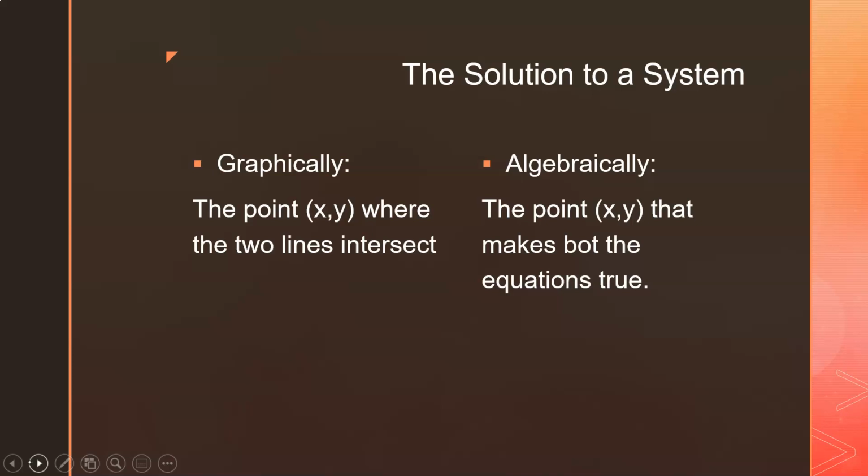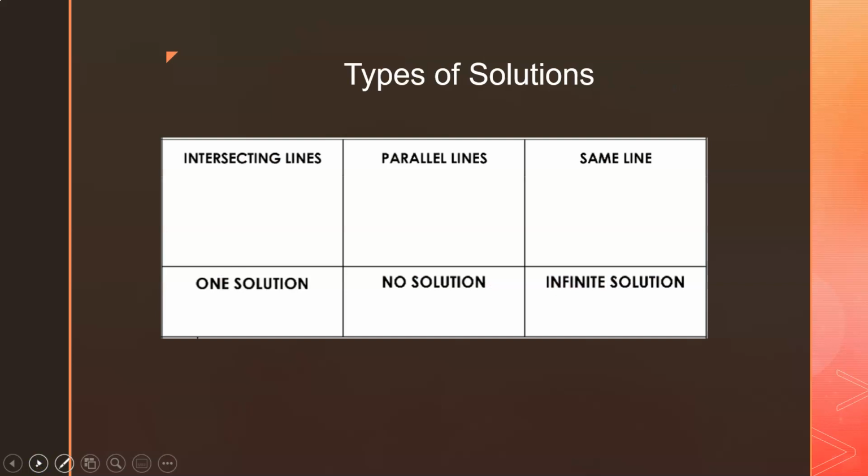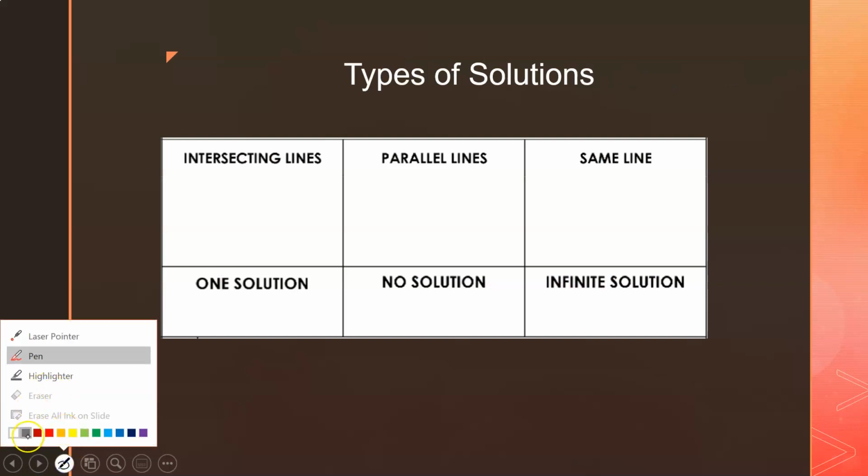Algebraically, it's the point or the ordered pair that makes both of the equations true. So if you plugged in the x and the y into both of the equations in the system, it would work for both of them. Okay, these are types of solutions.